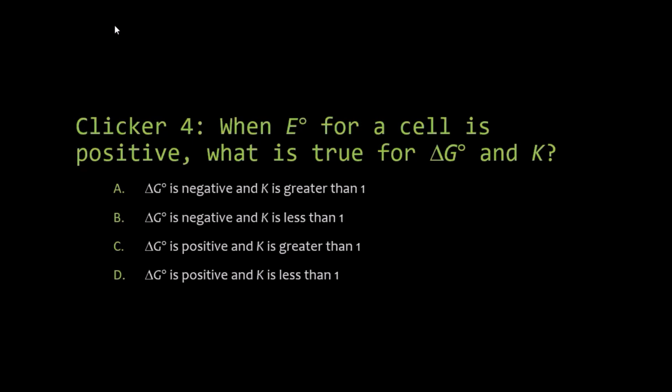Get those last few ones in, and okay. When delta E is positive, we must have a spontaneous reaction. Spontaneous reaction would have a negative delta G. When a reaction is spontaneous, it is product favored. Product favored K would be a K that is large, which is greater than 1.